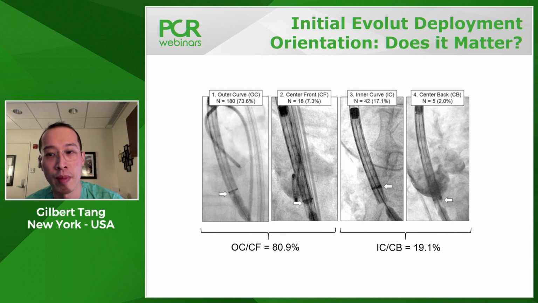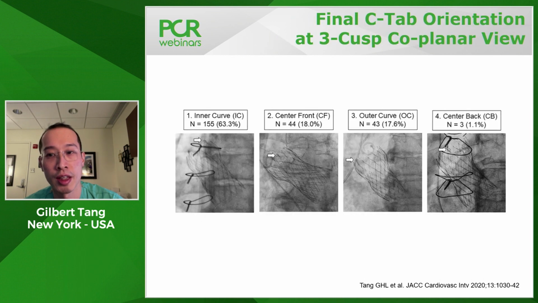So why does this matter? You can see that the majority of the time when you deploy the Evolut valve, the head marker is located either in the outer curve or center front. A minority of the time it is in the inner curve or behind you in the center back. And that has a relationship to where that CTAP, which is one of the commissures, ends up. You can see the majority of the time that is in the inner curve of the ascending aorta, some of the time in the outer curve.